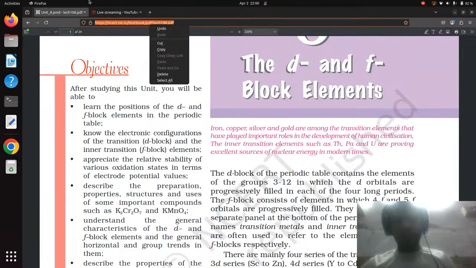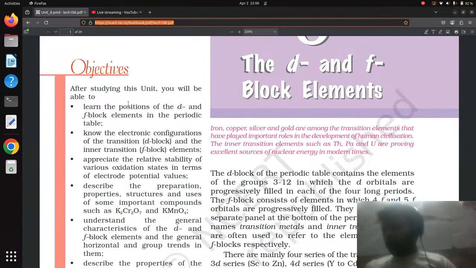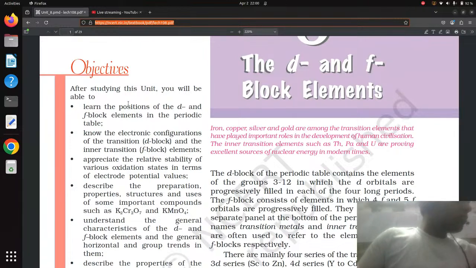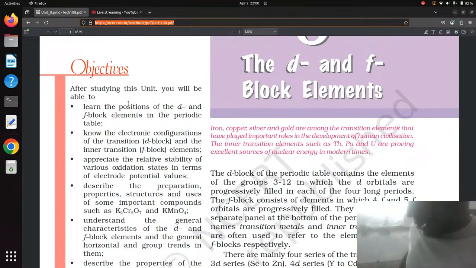Elements. Okay, only for this one. So much. Let me get comfortable.